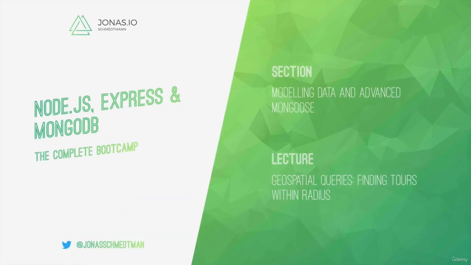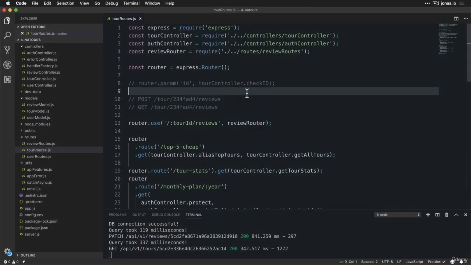In this lecture, we're going to learn about geospatial queries in order to implement a really cool feature, which is to provide a search functionality for tours within a certain distance of a specified point. So let's say you lived in a certain point and wanted to know which tours start at a certain distance from you, like 250 miles, because you don't want to drive further than that in order to start your tour experience. So that would be an awesome feature, and that's actually a really nice use case of geospatial queries.